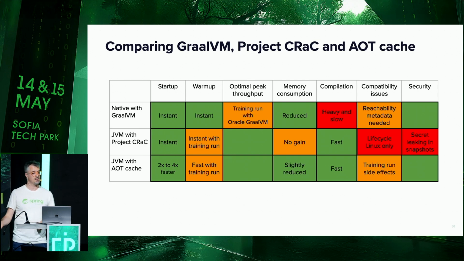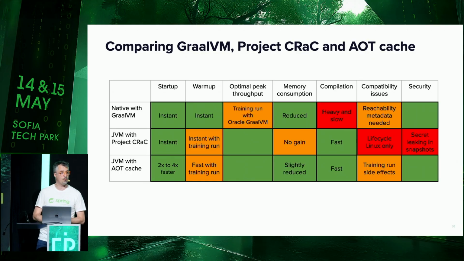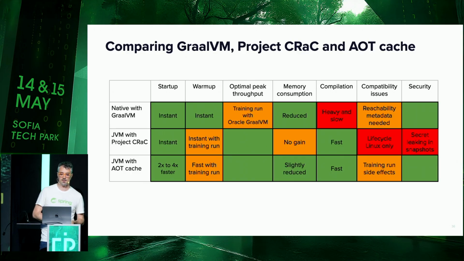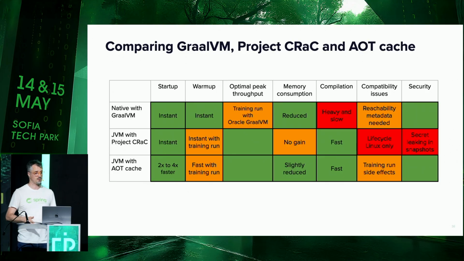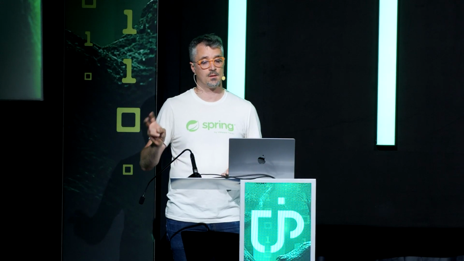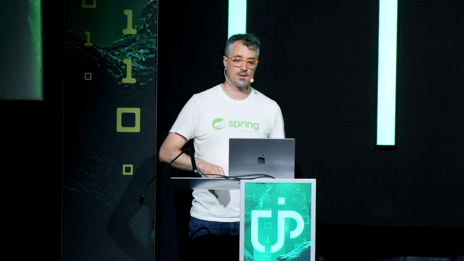It provides instant startup like GraalVM, but it's on the JVM. So you say, yeah, no problem. Why do you need AOT cache? The reason is that when you are deploying your application in production with CRaC, you are not starting it. You are going to restore it, basically, to resume its execution.